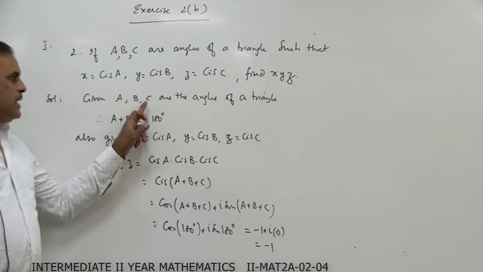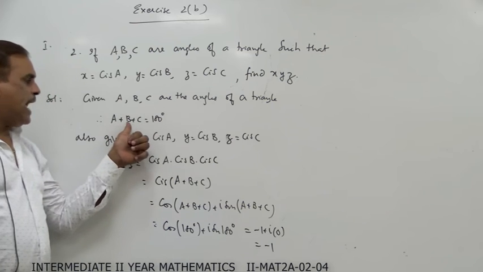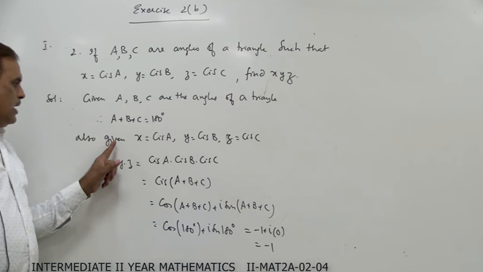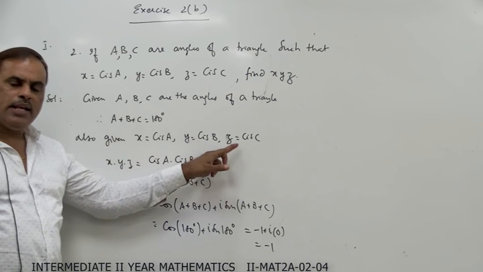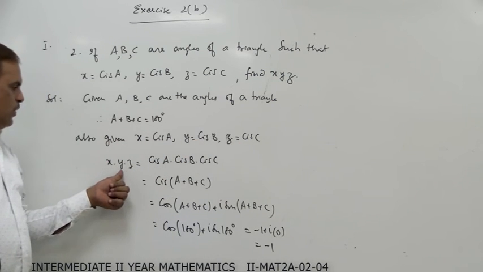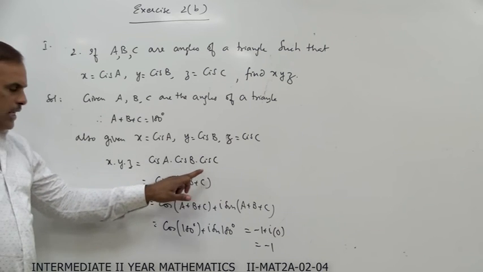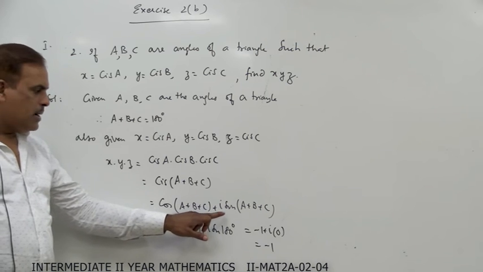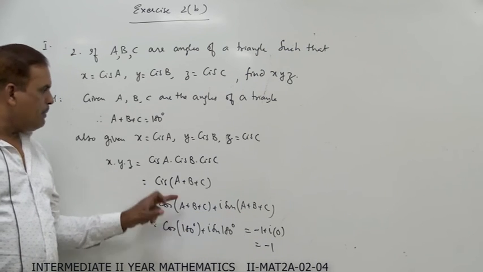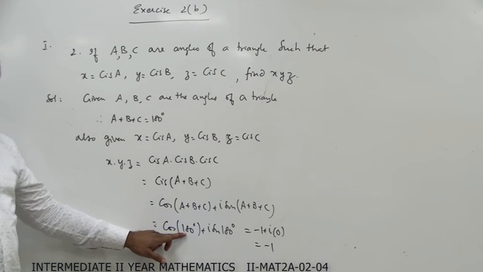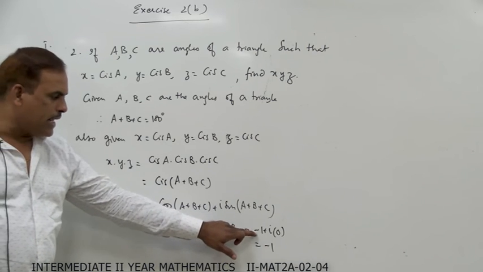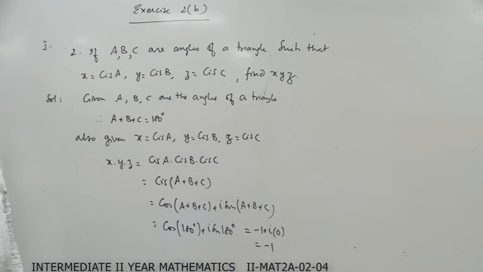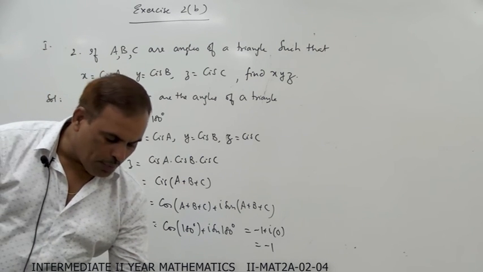Yes, given here A, B, C are the angles of a triangle. Therefore, sum of the angles of a triangle is 180. A plus B plus C is equal to 180 degrees. X is equal to cis A, y is equal to cis B, z is equal to cis C. X into y into z is cis A into cis B into cis C. This is cis of A plus B plus C, which is cos of A plus B plus C plus I into sine of A plus B plus C. A plus B plus C is 180 degrees. Therefore, this is equal to cos 180 plus I sin 180, minus 1 plus I into sine 180. Total value is equal to minus 1. ఇది రెండో ప్రాబ్లం.